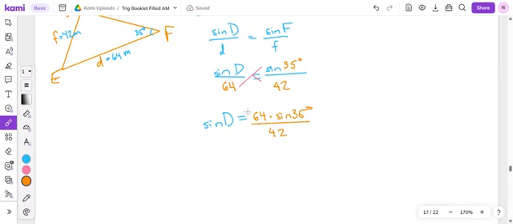And if you wanted to, you could write D equals, but have the sine inverse already on the right side. I won't do that.